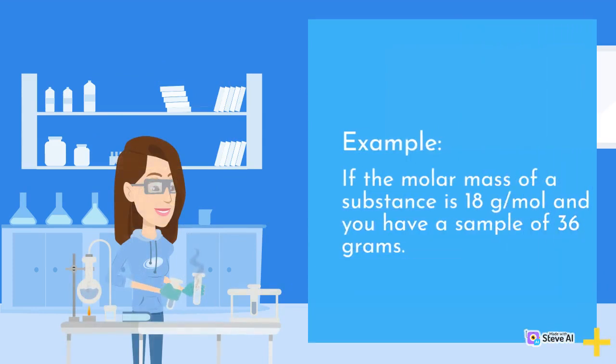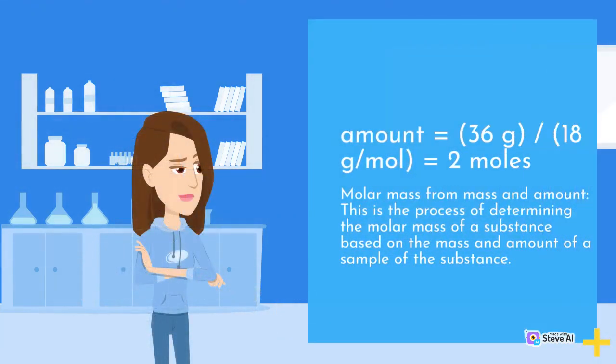Example: if the molar mass of a substance is 18 grams per mole and you have a sample of 36 grams, amount equals 36 grams ÷ 18 grams per mole, equals 2 moles.